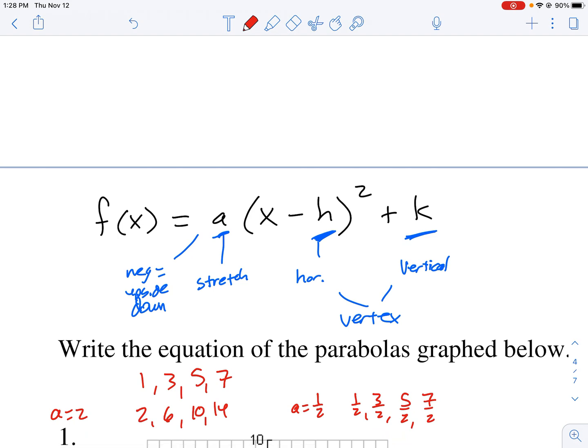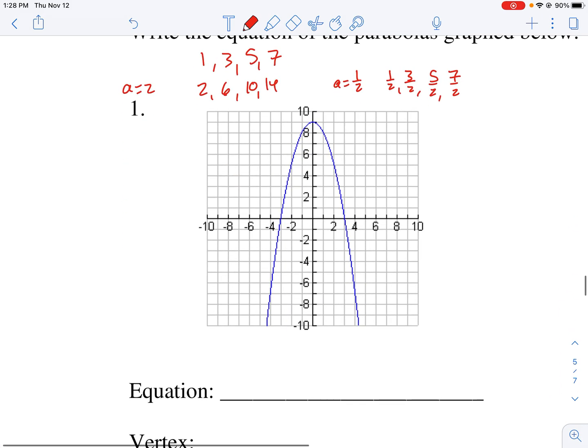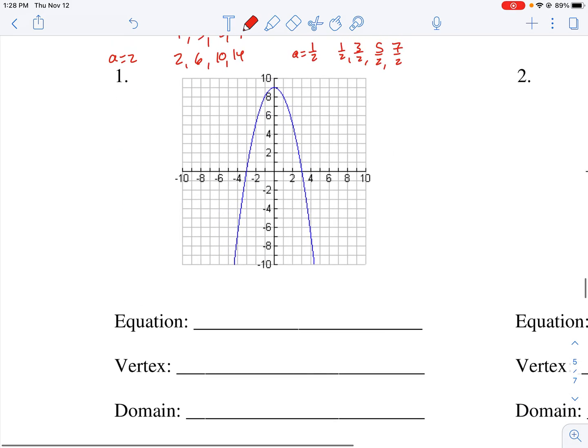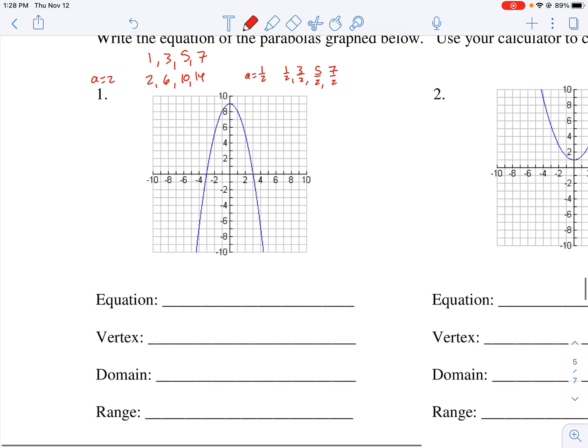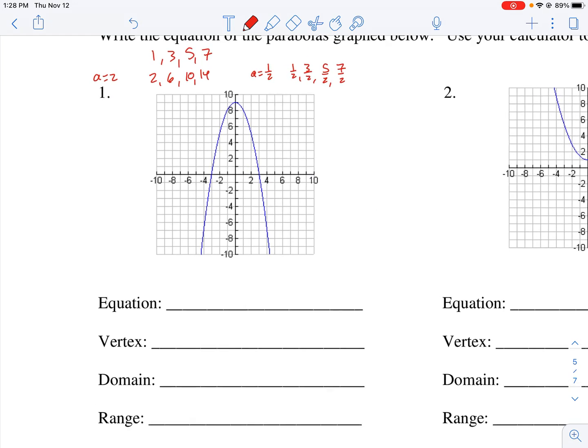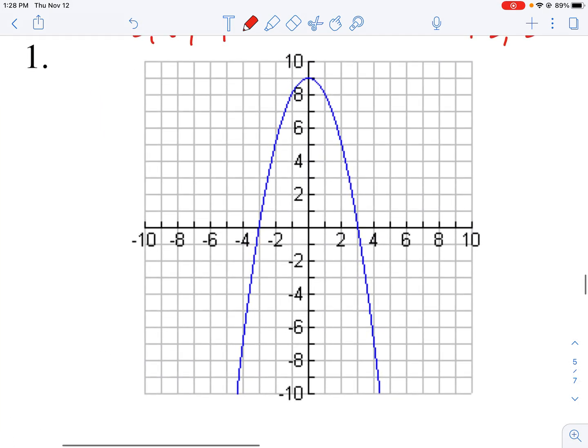So now you've kind of seen what those different parts do to your graph. What you should do is first find your vertex and then use your a value to find other points on your parabola and get them graphed. And so what we're going to do is we're going to look at a couple graphs here and see if we can get the equation based off of them.